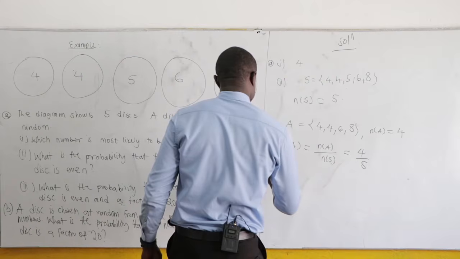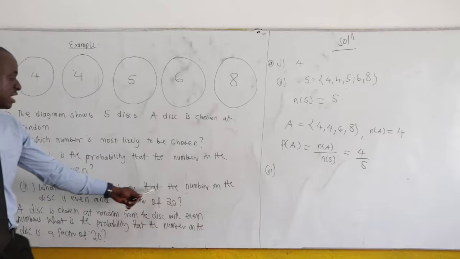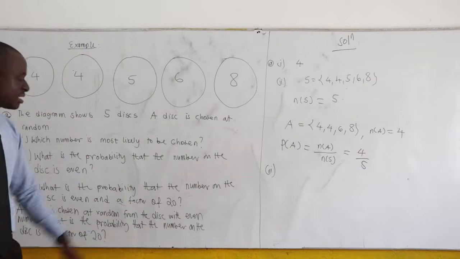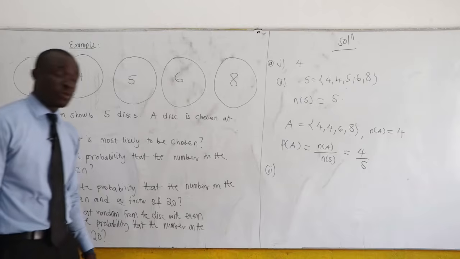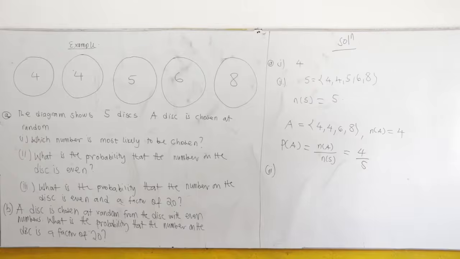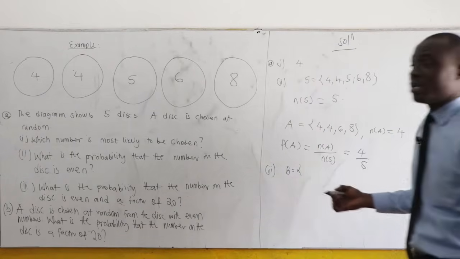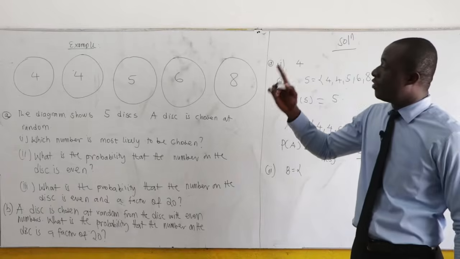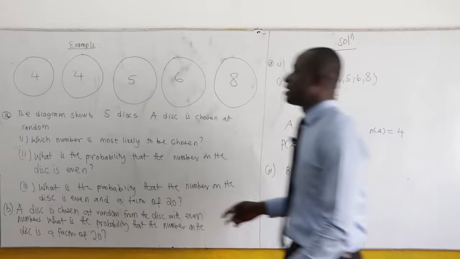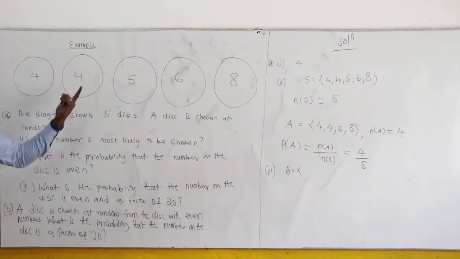Now let's see the third one. The third one says, what is the probability that the number on the disk is even and a factor of 20? So here we have two conditions. It is even and it should also be a factor of 20. Now, out of the ones which are even, that's 4, 6, 8, which of these are factors of 20? Clearly, it is these two which are factors of 20.